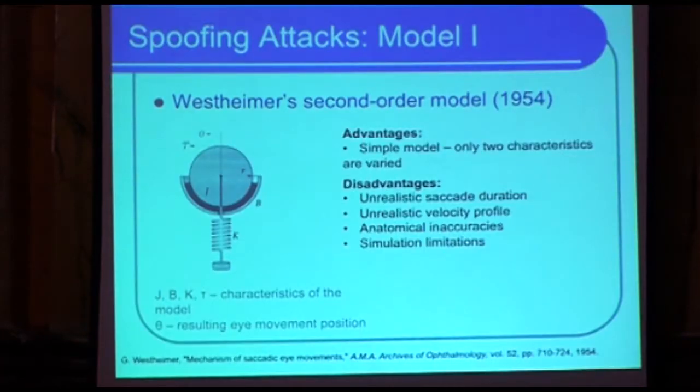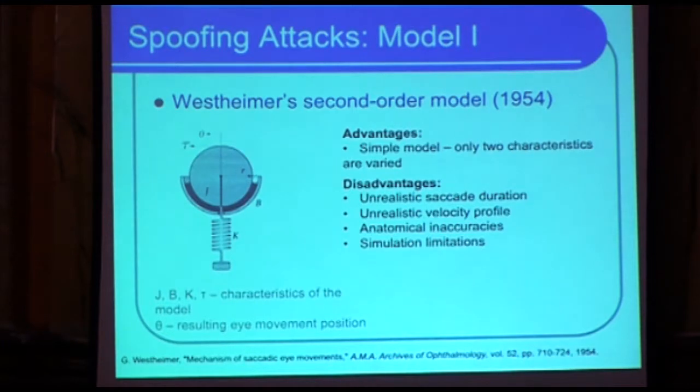Well, in our case, we would like to look at a little bit simpler models. They are one-dimensional models. And we start with the Westheimer second-order model that he created in 1954. And this is a very simple model, as you can see from this diagram. So there is a rigid body, some viscous element, and passive elastic element. And it has only 2 characteristics.